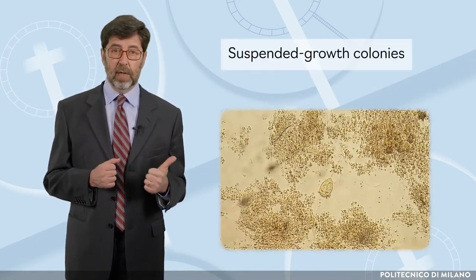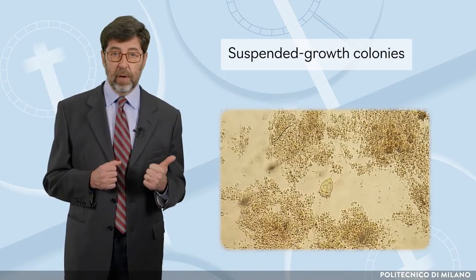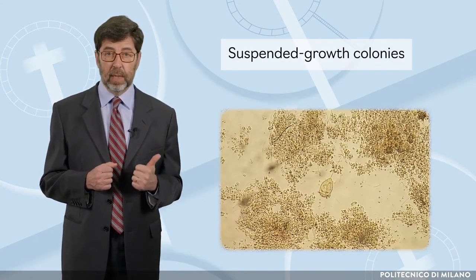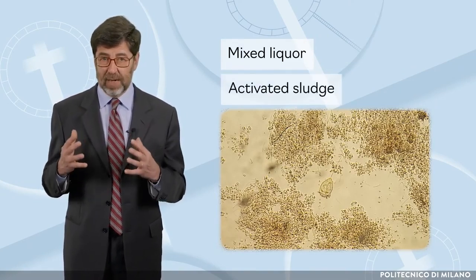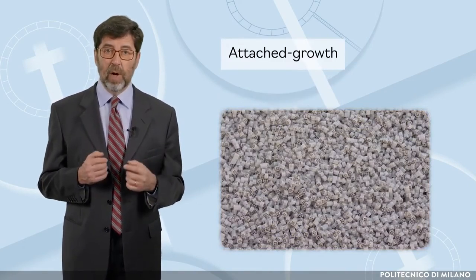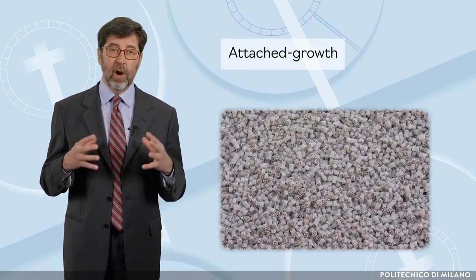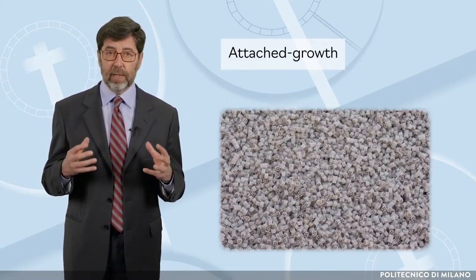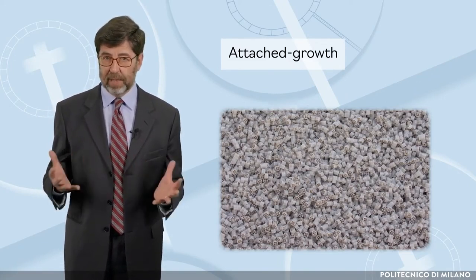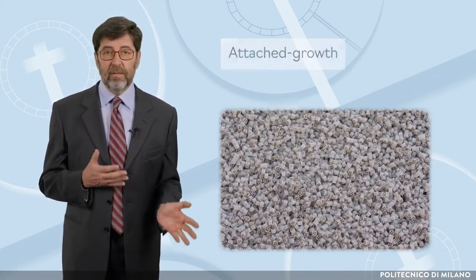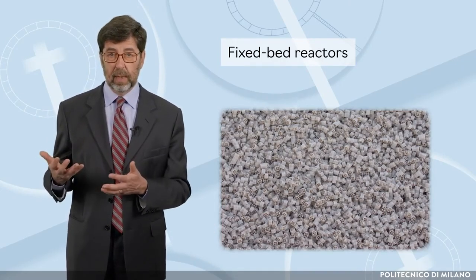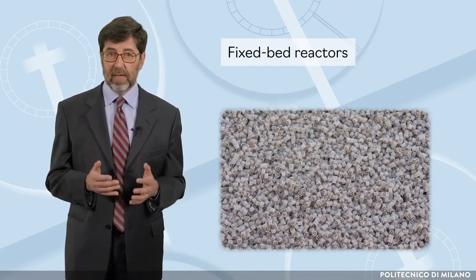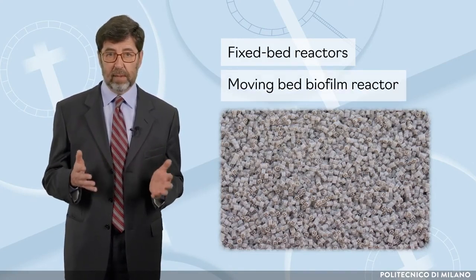Biological systems can be based on suspended growth colonies, called flocs, that are dispersed as a suspension in the wastewater. The mixture is called mixed liquor and the process is called activated sludge. Attached growth, where bacteria grow in the form of a biological film attached to inert supports, generally made of plastic material. They can be retained in fixed bed reactors, but they can also be freely moving in the wastewater. In this case, the biological tank is called moving bed biofilm reactor.